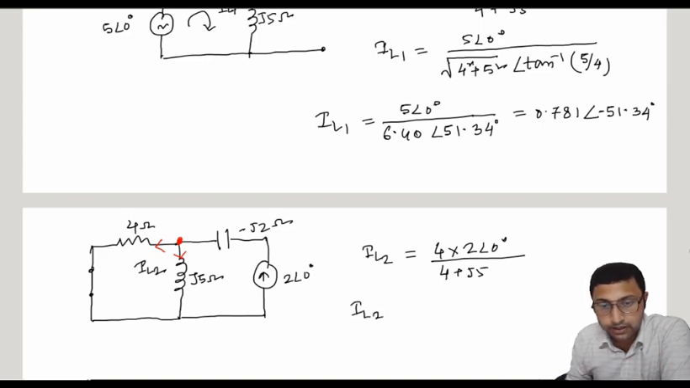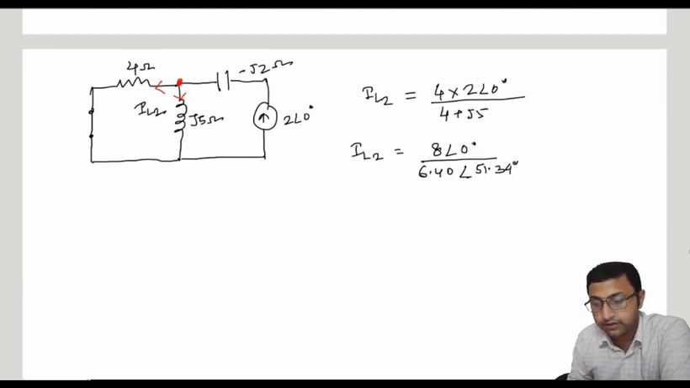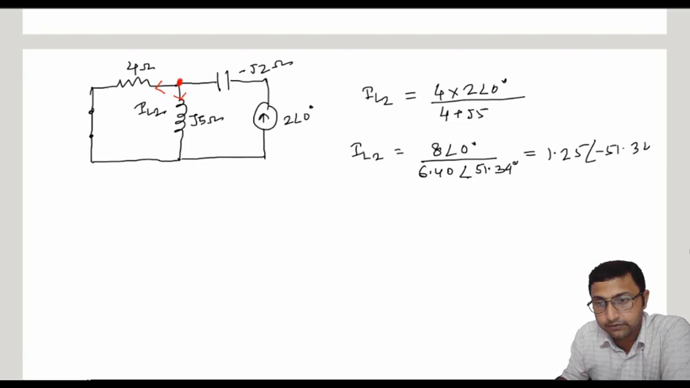So IL2 will be 8 at an angle 0 degree, and if we further solve it, it will again be 6.40 at an angle 51.34 degree. Okay, so further simplifying it, it will show that 1.25 at an angle minus 51.34 degree. Okay, so this is the value of IL2 when only the current source is present.